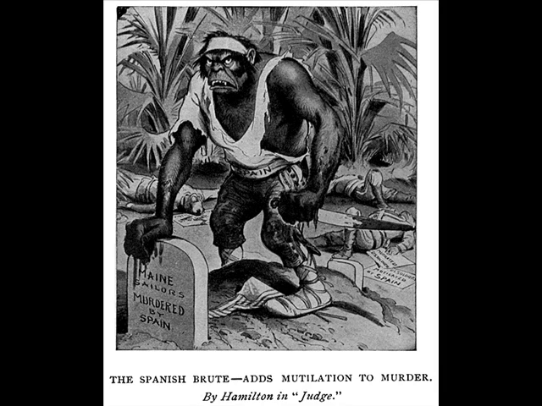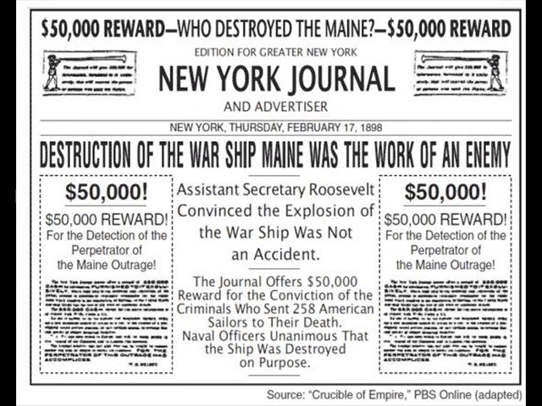And this was an opportunity for those New York City newspaper editors to sensationalize this event and blame the Spanish. You mean like Hearst and Pulitzer? In fact, you're right, because on the cover of the New York Journal the very next day, headlines will read, "Destruction of the warship Maine was the work of an enemy." In these newspapers, the Journal in particular, will offer a $50,000 reward for the person that was responsible. The one interesting aspect of this is that the newspaper editors exaggerated this story and put the blame 100% on Spain. That's known as sensationalism, right?